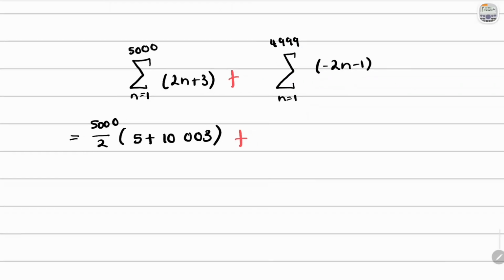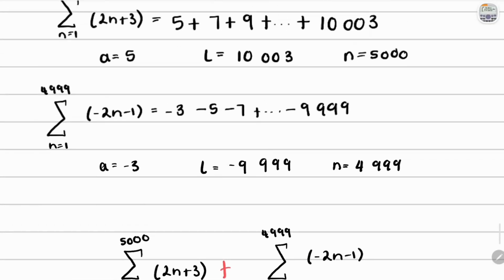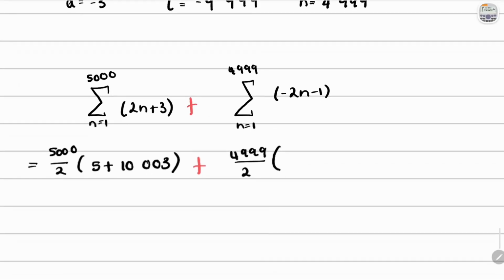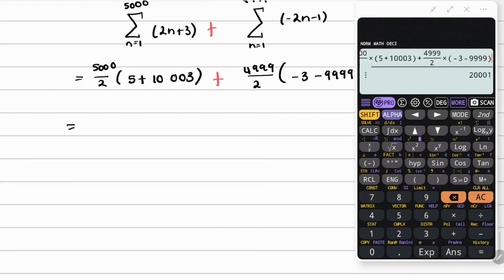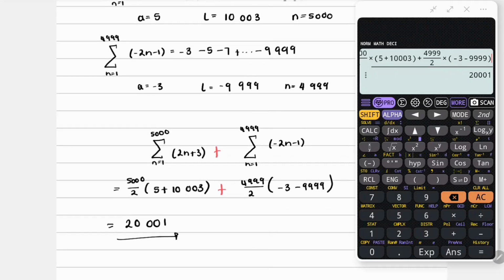So again, the sum of 4,999 terms. So we'll say 4,999 over 2 and then first plus last term. The first term here was negative 3. The last term was negative 9,999. So minus 3, there's no need to say plus, so it's just minus 9,999. Okay, so let's find out what exactly that is going to give us. And the answer to that is simply 20,001. And that is our answer, 20,001. And that is it for question 4.